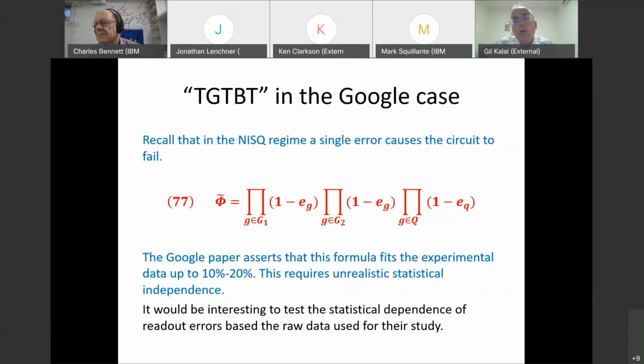This is too good to be true, and for this to be true, it requires unrealistic statistical independence, which is quite implausible. At least on the readout error, we studied it extensively, and our work complements the work of the Google team themselves, who computed many cases where they store the computer state and then immediately measure it without a computation process. Even for the readout error, although statistical independence is more reasonable than for the gate error, it would be interesting to test the statistical dependence of the readout errors based on the raw data used for their study, and we hope to do it once we get this data.